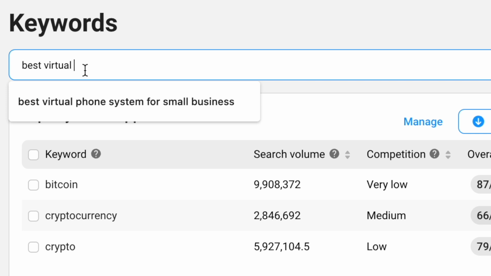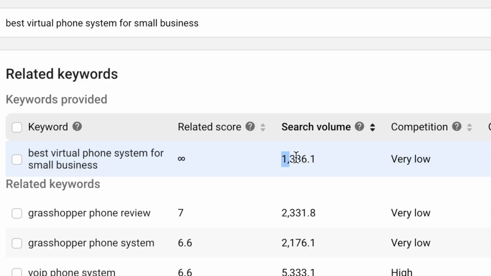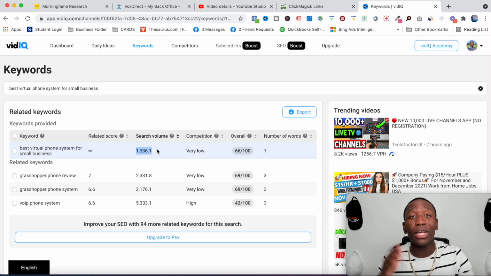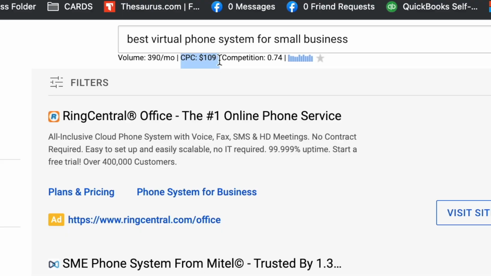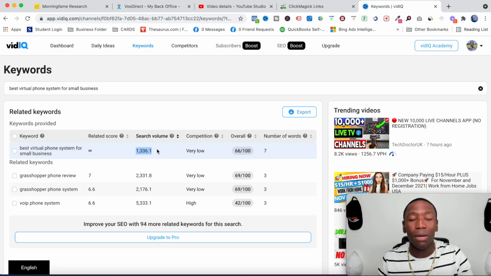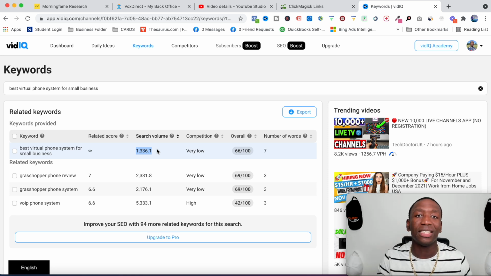Best virtual phone system for small business. 1,300 people per month are searching for this term. And we also saw from the incognito browser that advertisers are paying on average $109 per click to even get that spot, but I'm getting it for $0. So think about how this could be beneficial for your business. You can get in front of people on YouTube who find your stuff and purchase, and they didn't even have to know the name of your company, but you're positioning yourself in front of them.